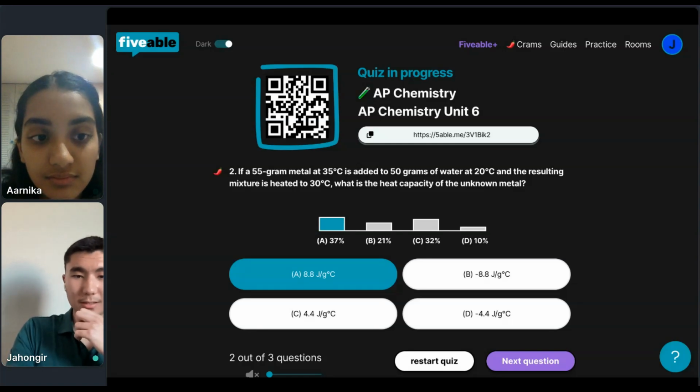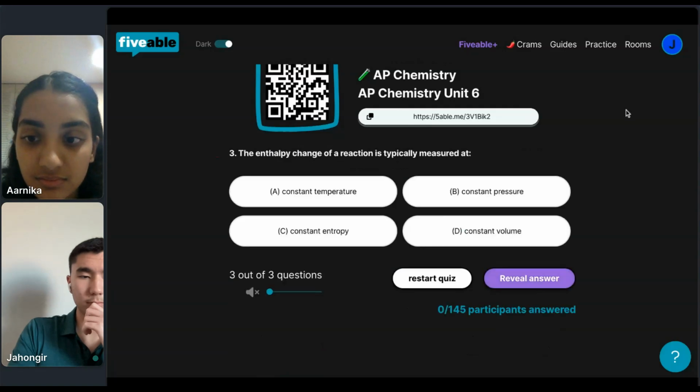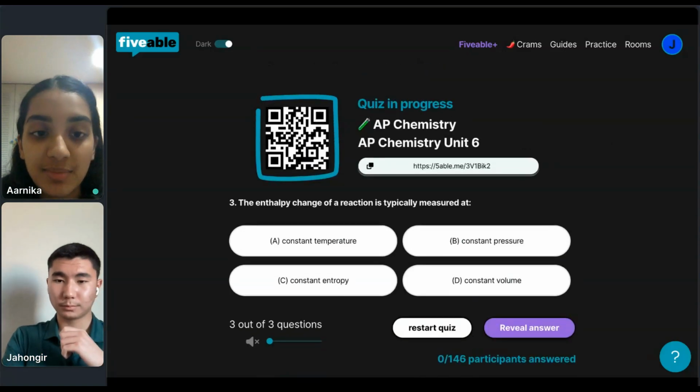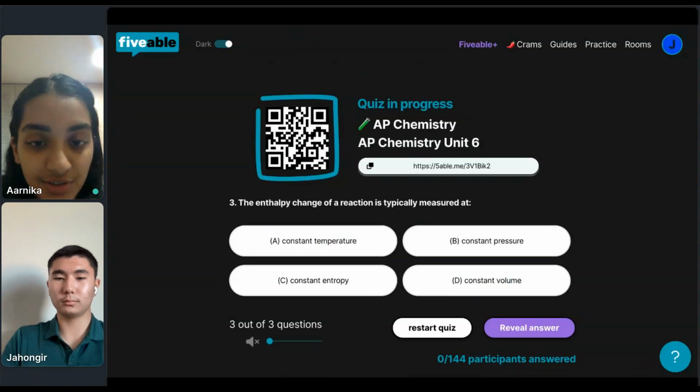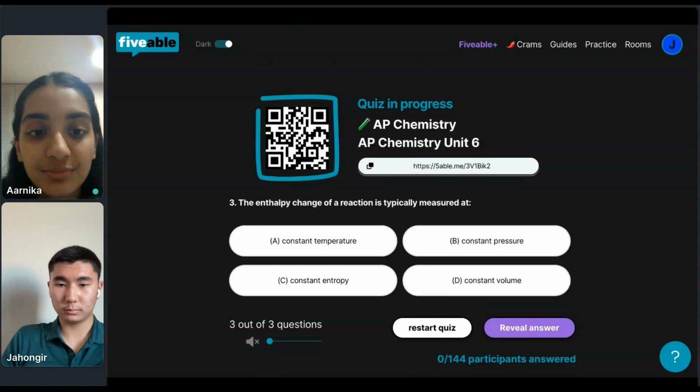Yep. All right, next question. All right, so the enthalpy change of a reaction is usually measured at either a constant temperature, a constant pressure, a constant entropy, or a constant volume.